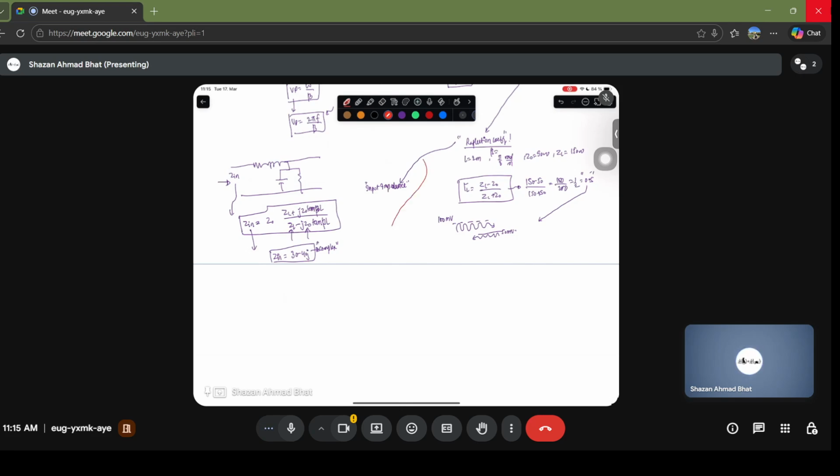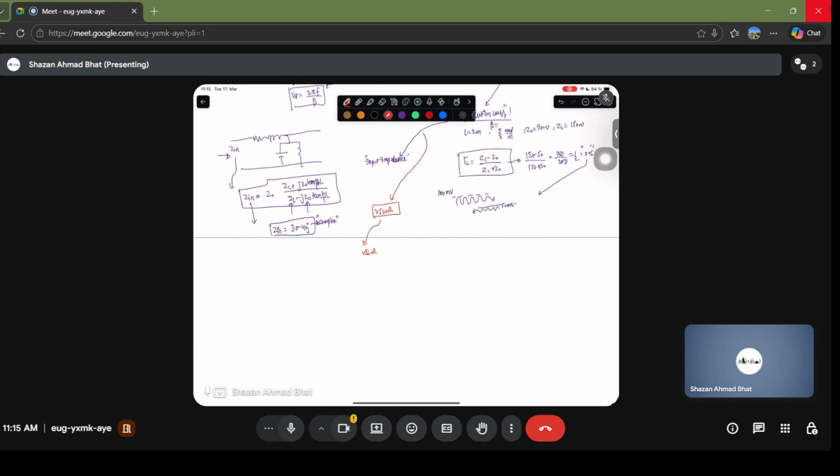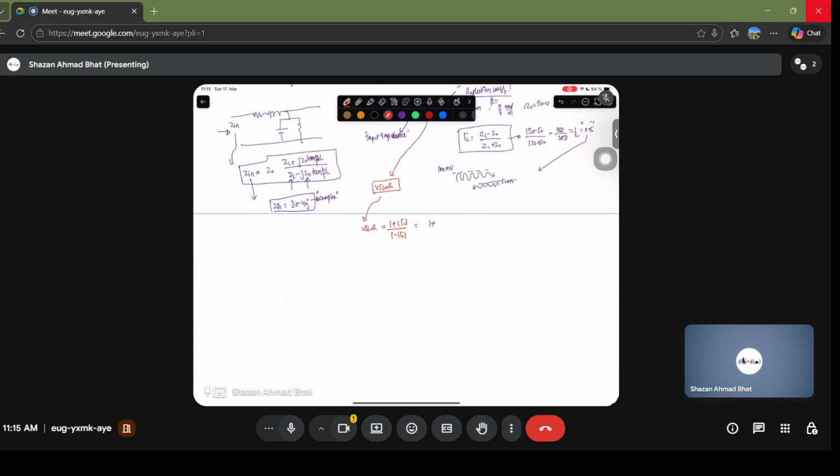Then you need to find the voltage standing wave ratio. How can you obtain it? You can simply obtain the VSWR, which is basically the maximum of the voltage that occurs in the transmission line. You can find it as 1 plus the magnitude of the reflection coefficient divided by 1 minus the magnitude of the reflection coefficient. The reflection coefficient is 0.5, so you get the voltage standing wave ratio to be 3.